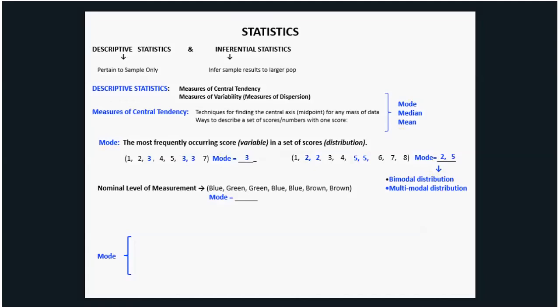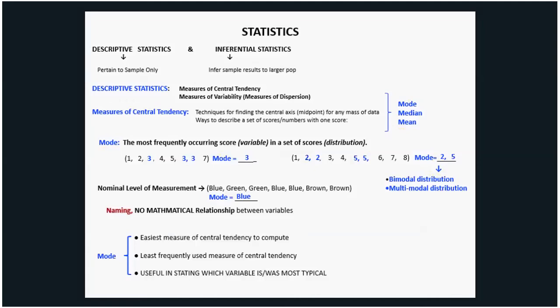So if we look at blue, green, green, blue, blue, brown, brown, what is going to be our mode for this particular distribution of scores? It's going to be blue. So again, we're naming, it's nominal. There's no mathematical relationship between the variables. We're just looking to see which one appears the most often. So this is why we say the mode is the easiest measure of central tendency to compute.